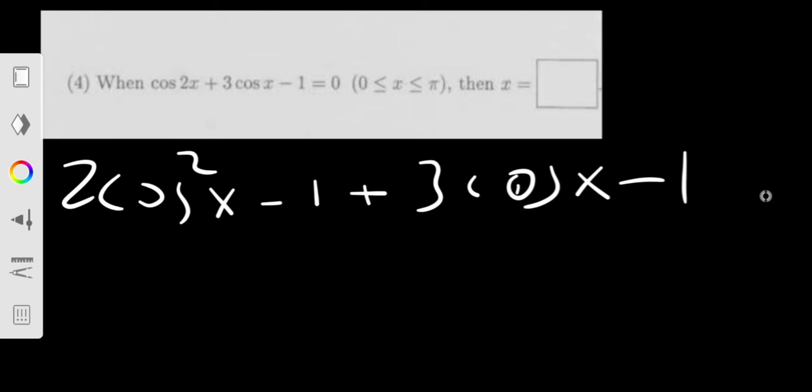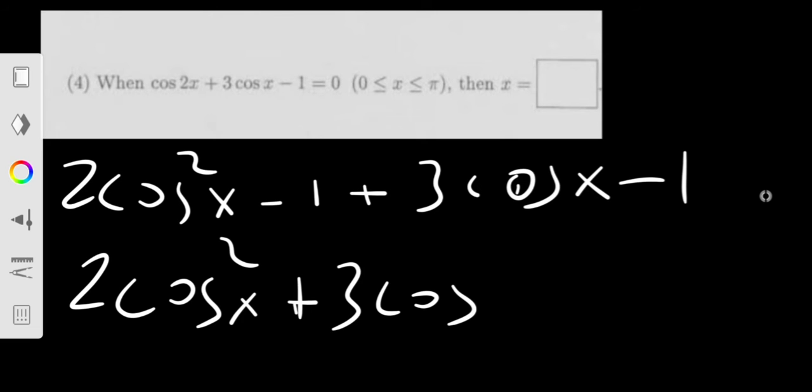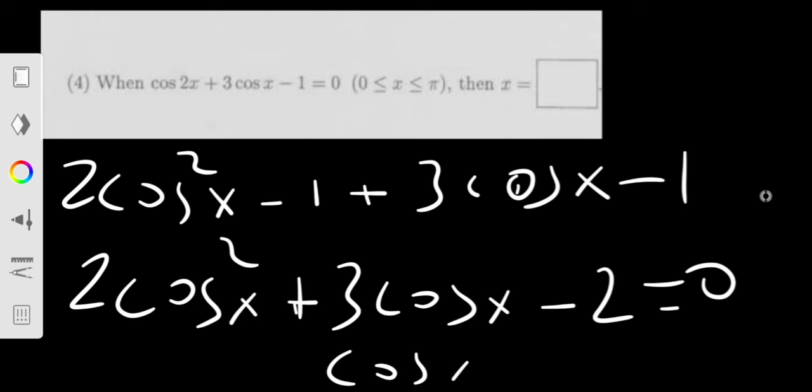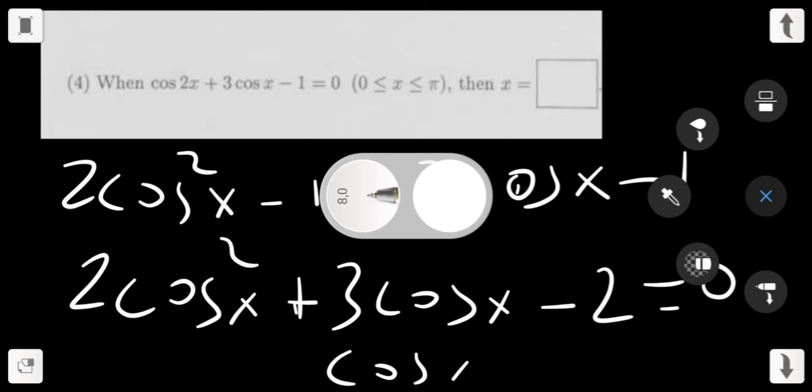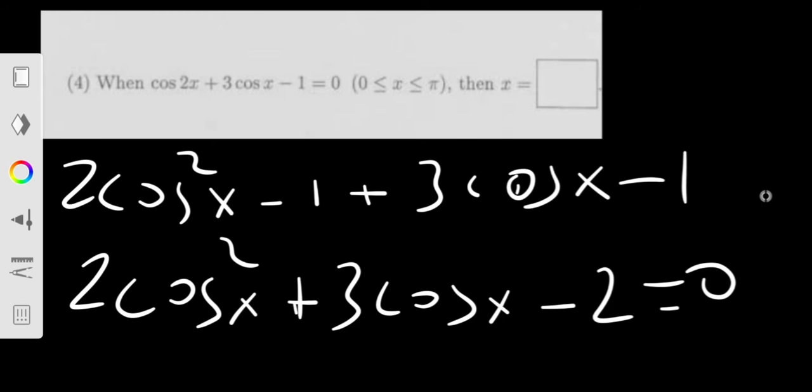So now just make the terms prettier. 2 cosine of x squared plus 3 cosine of x minus 1 minus 1 minus 2 is equal to 0. Now I'm going to call cos of x equals y, okay? Just I'm going to give it this name over here so that I can play with it easier. So 2y squared, okay, plus 3y minus 2 equals 0.